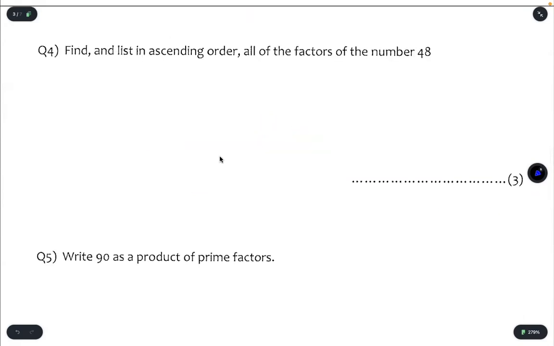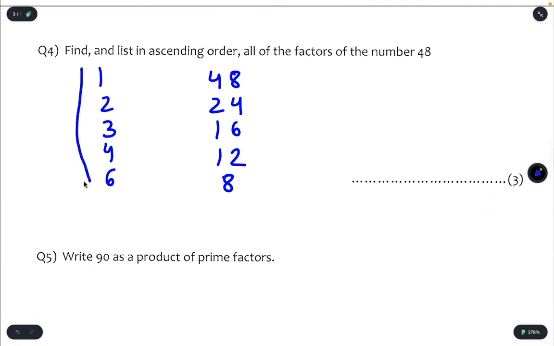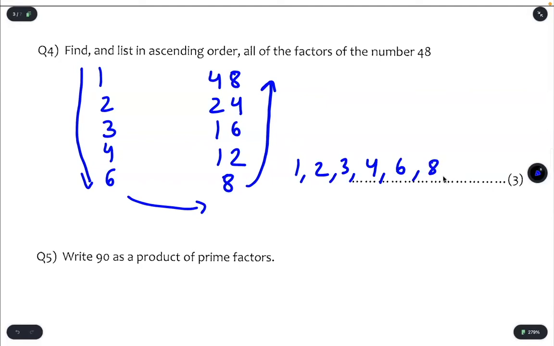Find and list in ascending order all the factors of the number 48. Well, factors come in pairs. So we've got 1, 48, 2, 24, 3, 16, 4, 12, 6, 8. So in order to write these in ascending order, we need to write all of these numbers in order, and then just switch to this column and write all of these numbers in order. So 1, 2, 3, 4, 6, 8, 12, 16, 24, 48.